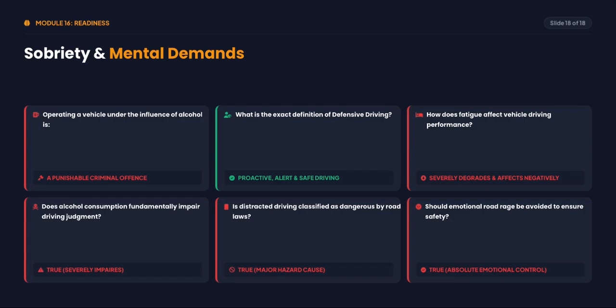Module 16, Mental Demands. Operating a vehicle under the influence of alcohol is prohibited, and it's a criminal offense. What is the exact definition of defensive driving? You must be proactive, alert and safe. You must drive safe. How does fatigue affect vehicle driving performance? Severely degrades and affects it negatively. Does alcohol consumption fundamentally impair driving judgment? True. Is distracted driving classified as dangerous by road laws? True. Should emotional road rage be avoided to ensure safety? True.